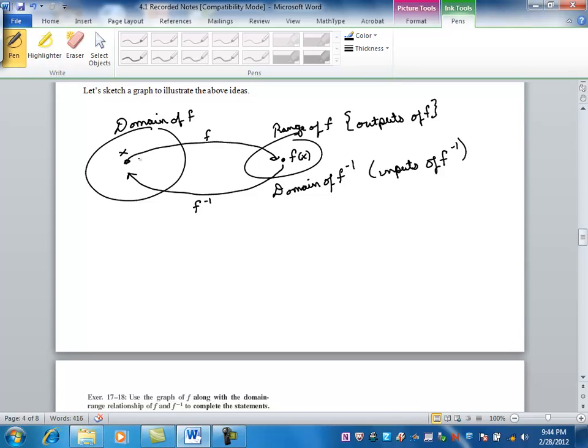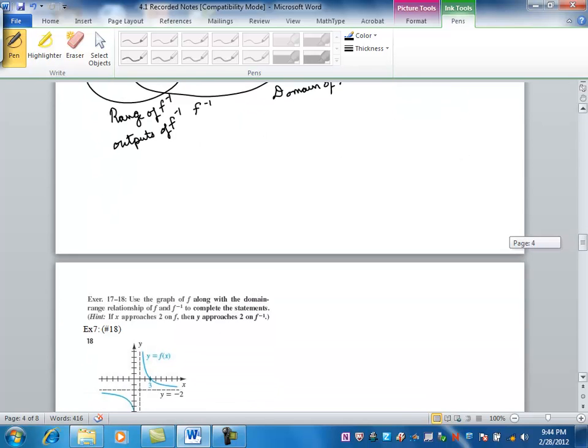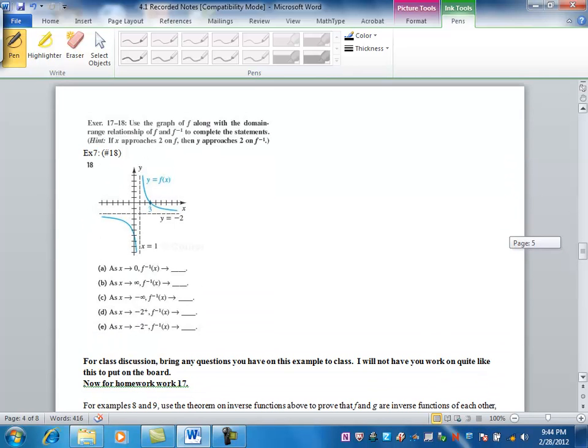Now over here I've got the inputs of f, and this also serves as the range of f inverse, or the outputs of f inverse. Okay? And so keep those ideas in mind as we move along here. Use the graph of f along with the domain range relationship of f and f inverse to complete these statements.